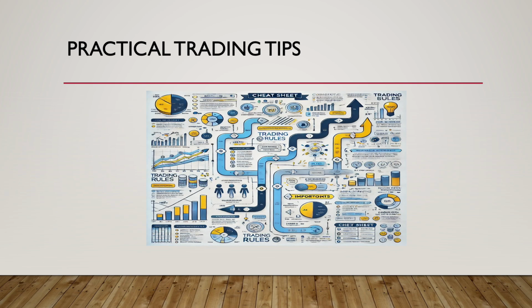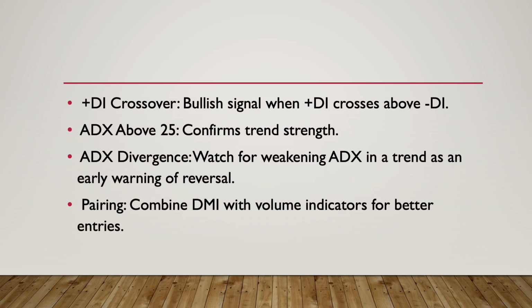Practical trading tips. Plus DI crossover: a bullish signal when the plus DI crosses above the negative DI. ADX above 25 confirms trend strength. ADX divergence: watch for weakening ADX in a trend as an early warning of a reversal. Pairing: combine the DMI with volume indicators for better entries. These tips come from years of helping others and seeing what works consistently.